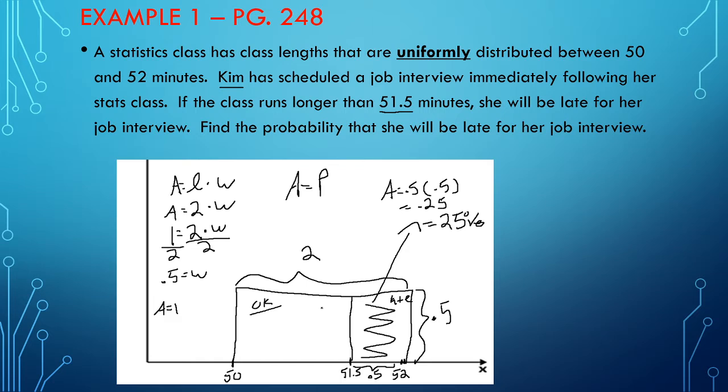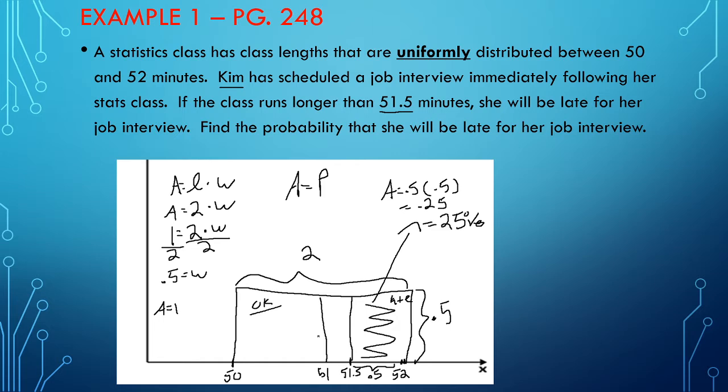If I say, what's the chance the class lasts exactly 51 minutes? Well, okay, let's say here's 51. Where's my rectangle? If it's exactly 51, I don't really have a rectangle to work with. I just have a line, and I can't figure out the area of a line, because a line is a one-dimensional object. It has no width. It just has a length.